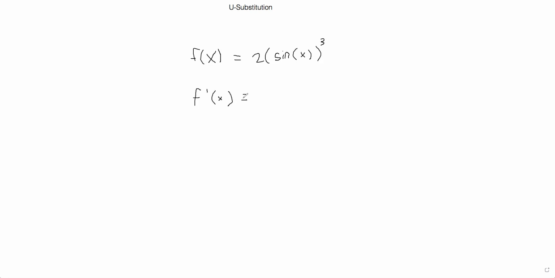So we know we're going to have to use the chain rule for this one. How do we know? We know because we have a clear inner function right here, and we have a clear outer function right there. So that's a dead giveaway that we have to use the chain rule.